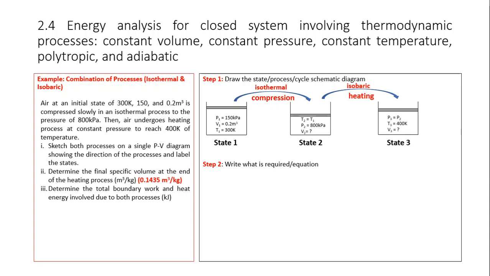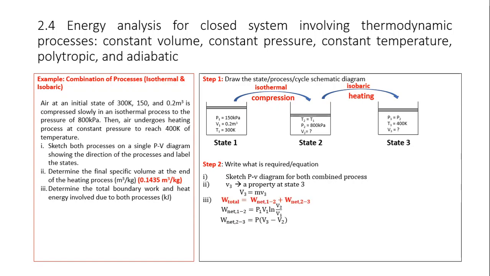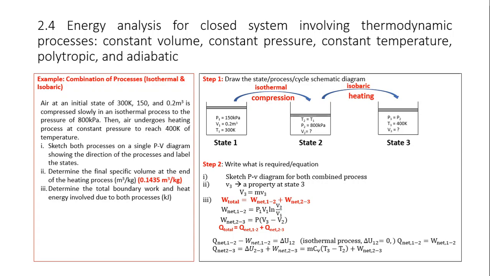For step 2, even though the question asks us to sketch the PV diagram first, it is safer to draw the PV diagram once all the values for pressure and volume at each state are determined. The specific volume at state 3 can be solved using the following equation. The total amount of boundary work is simply the addition of the boundary work for each process. Calculate each boundary work individually and only then add them up. The total amount of heat energy is also the addition of the heat energy for each process. Calculate them individually and then only add them up.